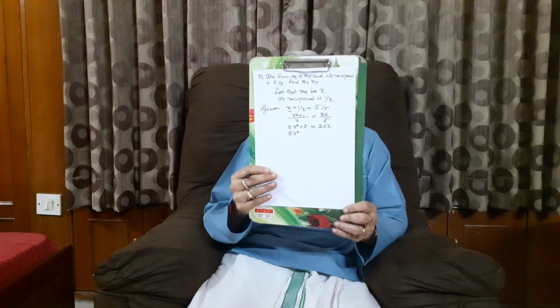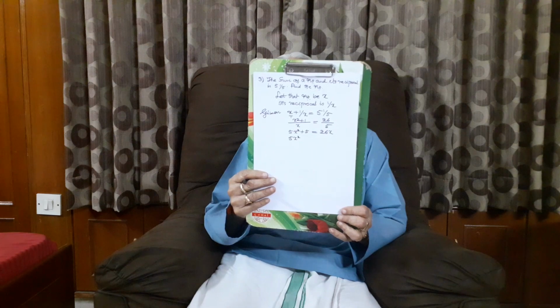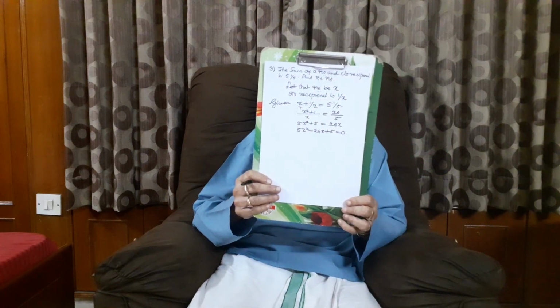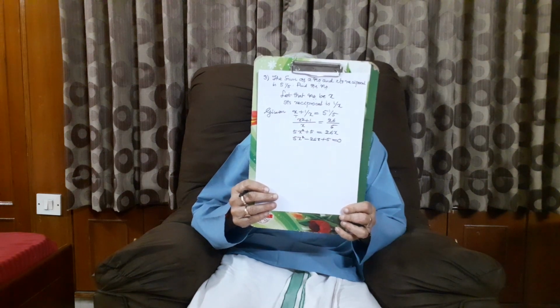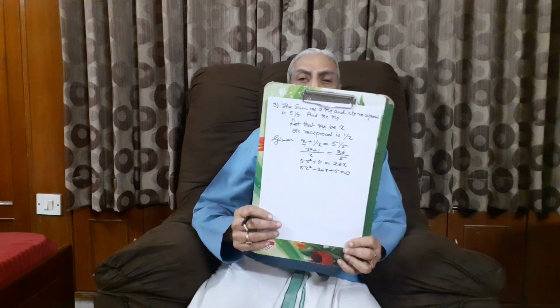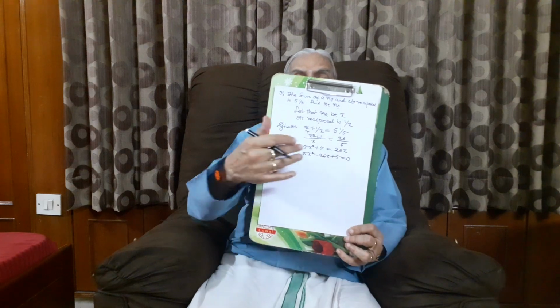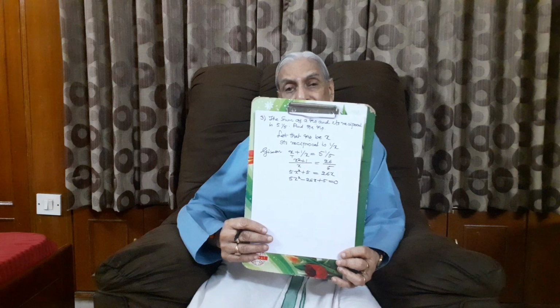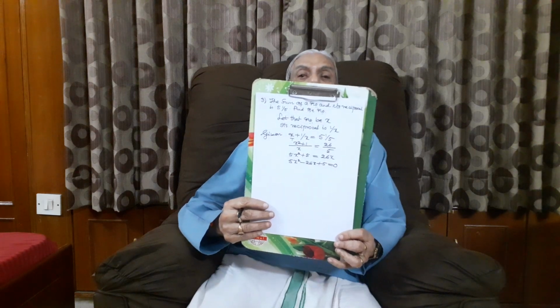So x is there on the right hand side. Bring it to the left hand side, when it becomes minus 26x. Plus 5 is already there, so write it like that only: 5x squared minus 26x plus 5 equals 0. Here you find that the middle term is negative, therefore both factors will be negative.